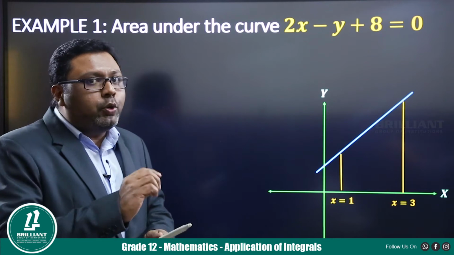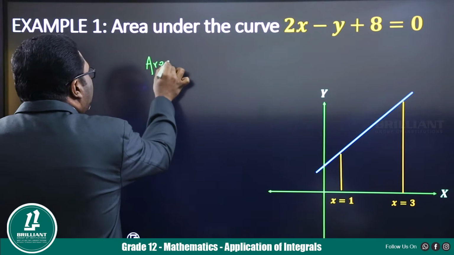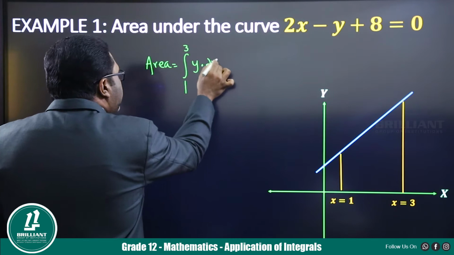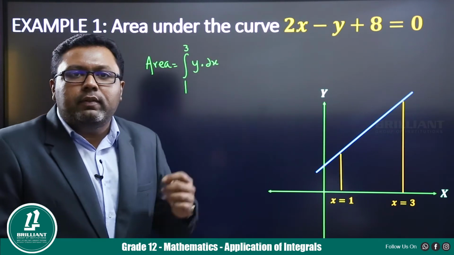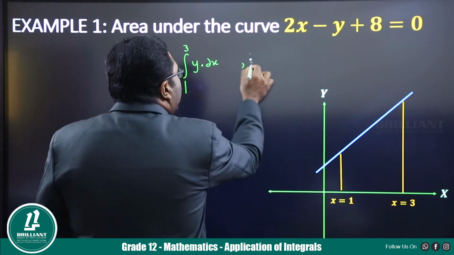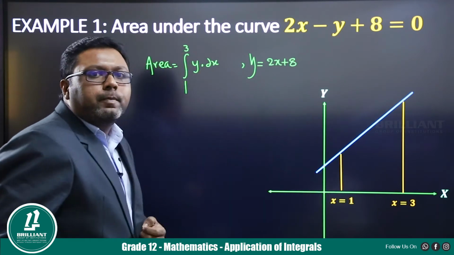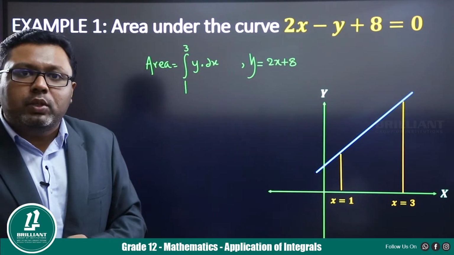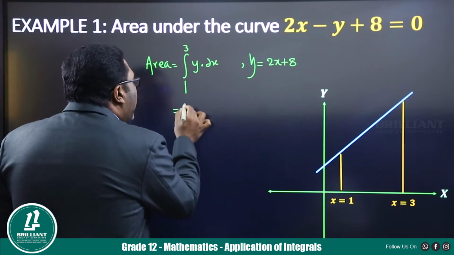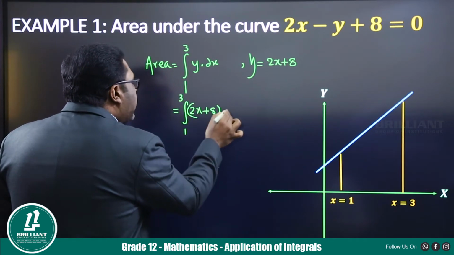Now I'm going to show you how to find the area. This area is found by the expression area is equal to integral 1 to 3 y dx. From the equation that is given in the question, the expression for y is y is equal to 2x plus 8. Substitute y is equal to 2x plus 8 in the integral. You will have integral 1 to 3 of (2x plus 8) dx.